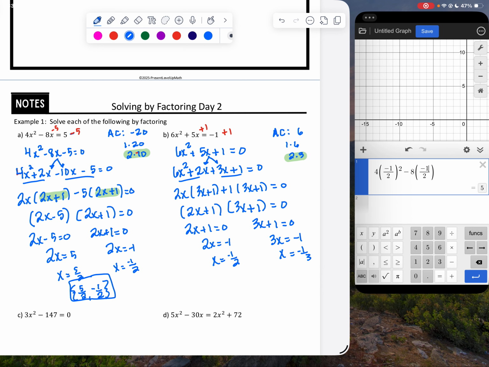Now, normally, I would have you check this on the calculator. However, for the sake of this video not being too long, I'm not going to show the check step, but please do not skip that step. It's the only way you're going to know if your signs are correct. So when I write my solution set in braces, I have negative 1/2, negative 1/3.